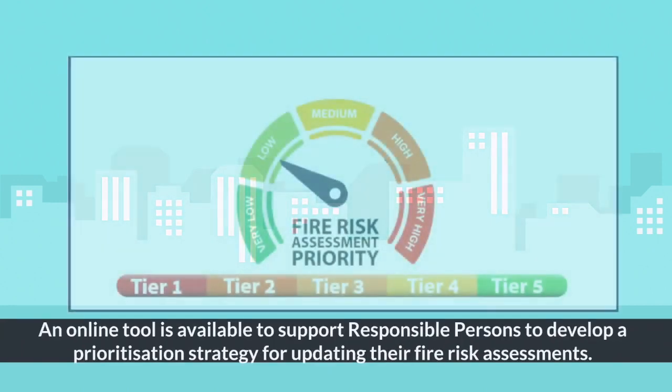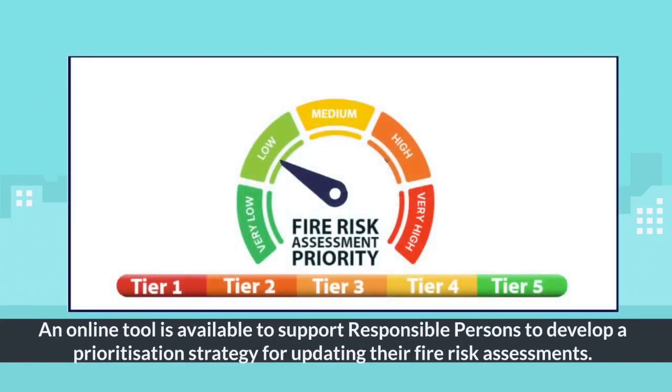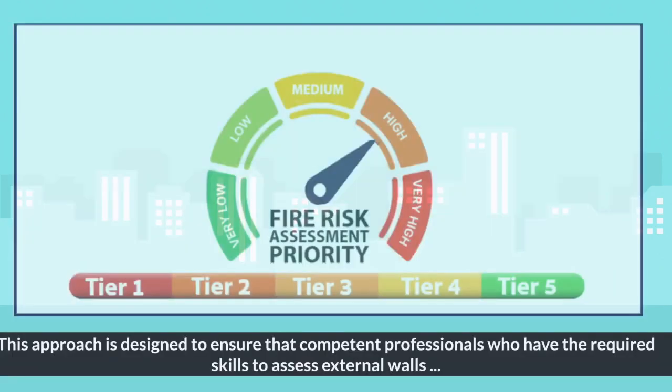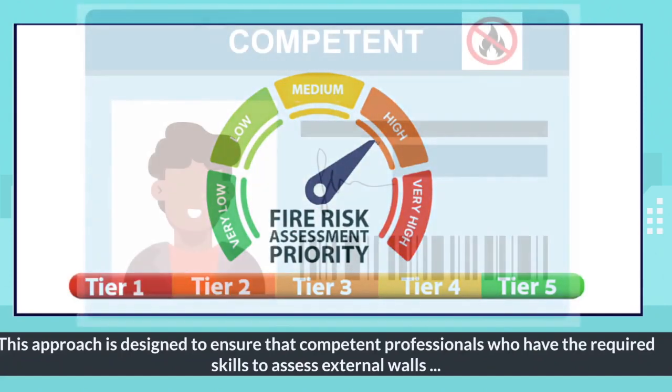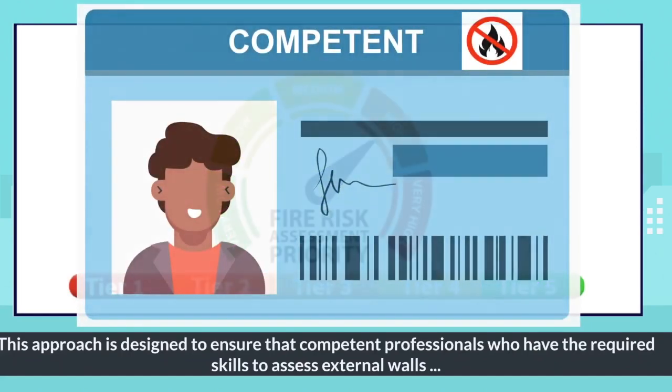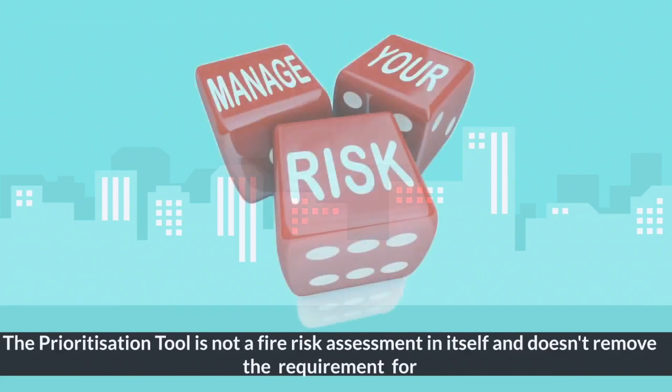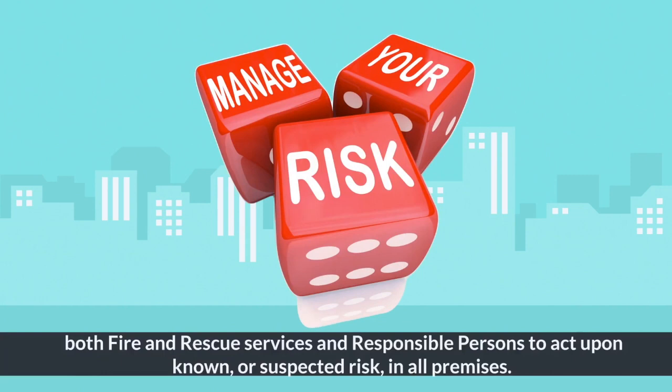An online tool is available to support responsible persons to develop a prioritization strategy for updating their fire risk assessments. The Fire Risk Assessment Prioritization tool is available on gov.uk. This approach is designed to ensure that competent professionals who have the required skills to assess external walls prioritize their resources to buildings identified as high priority. The prioritization tool is not a fire risk assessment in itself, and doesn't remove the requirement for both fire and rescue services and responsible persons to act upon known or suspected risk in all premises.